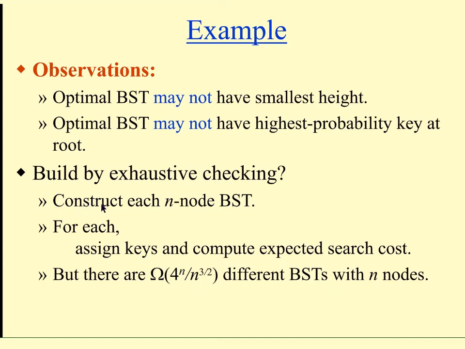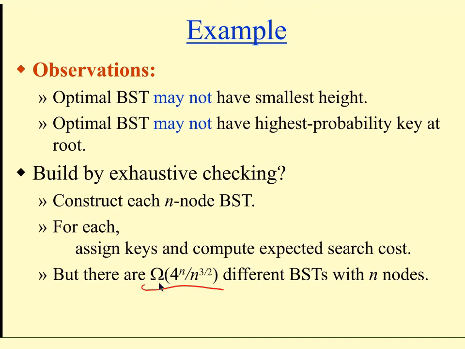Okay, we list all the possibilities. How many? We need to find that later. After you get these trees, you will calculate each tree's cost. So for each, assign keys and compute the expected search cost, and then finally you find the one with the minimum search cost. That will be the answer. But how many trees? It will be this.